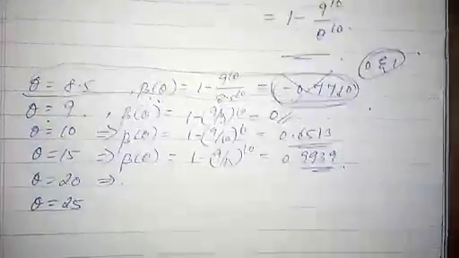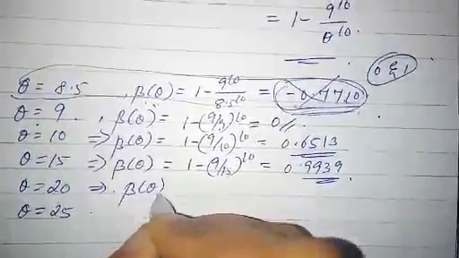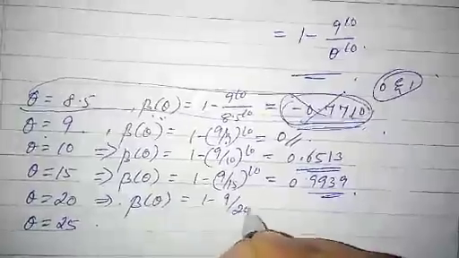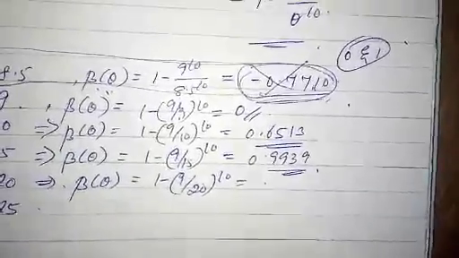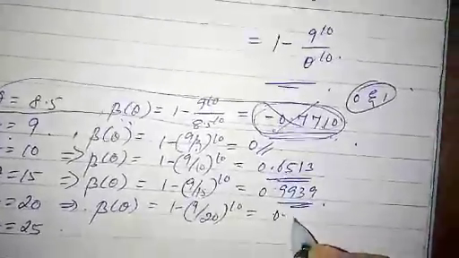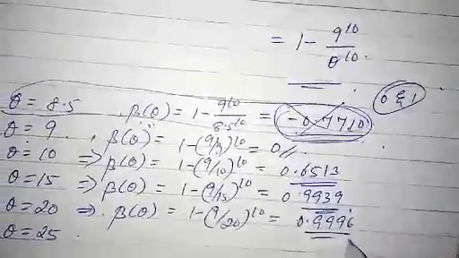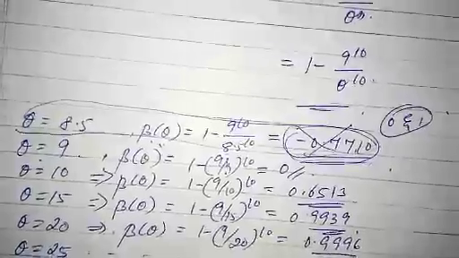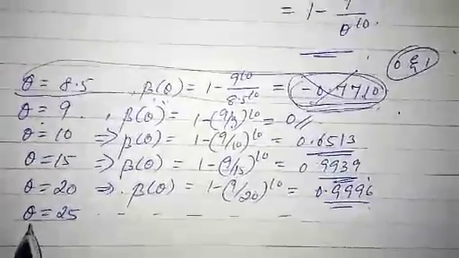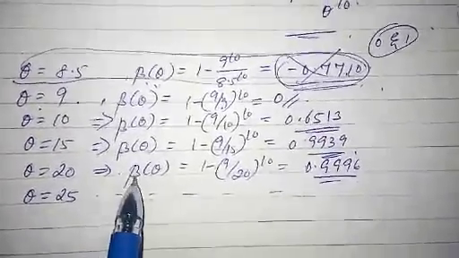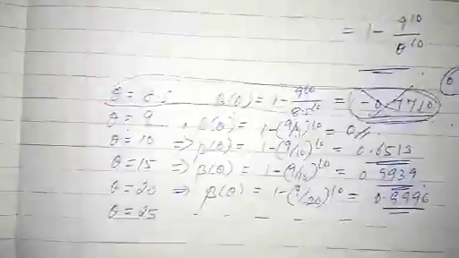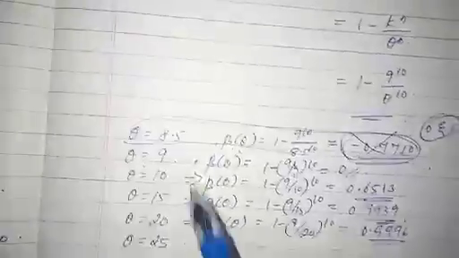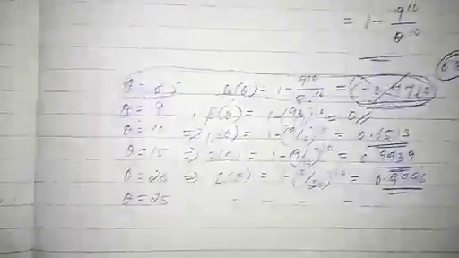Then for theta equal to 20, beta of theta equals 1 minus 9 divided by 20 to the power 10, which is equal to 0.9996. So similarly, you can find the value of beta of theta when theta equals 25. This is the power function of the test for various values of theta. Understood? Is it clear?